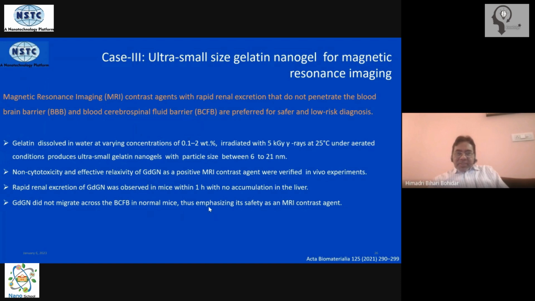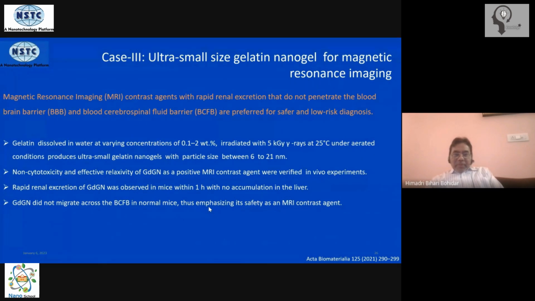Now, to resolve this issue, this particular experiment was done where gelatin nanogel was used as a carrier to increase the contrast of the MRI by loading or by delivering the contrast agent at the imaging site.